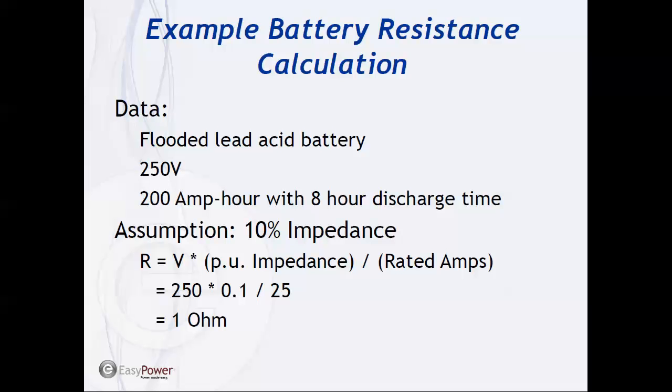And so we calculate the resistance by taking the voltage divided by the rated amps, then we multiply by the per unit impedance. In this case, a 10% impedance converts to 0.1 per unit, and we get a total of 1 ohm for this example.